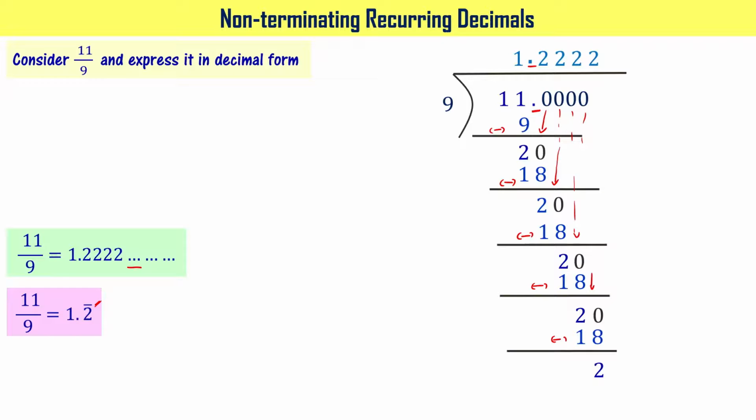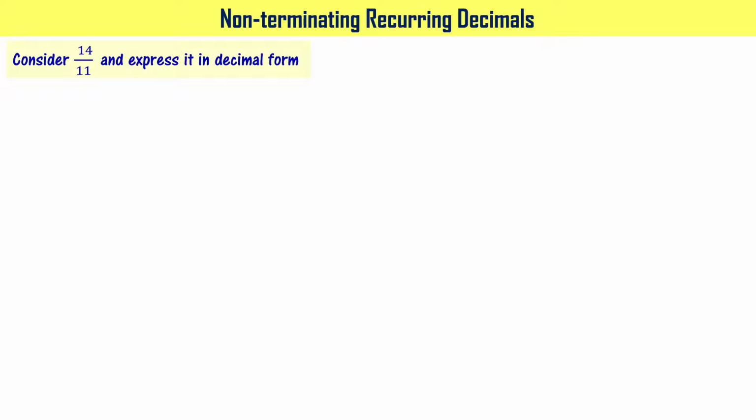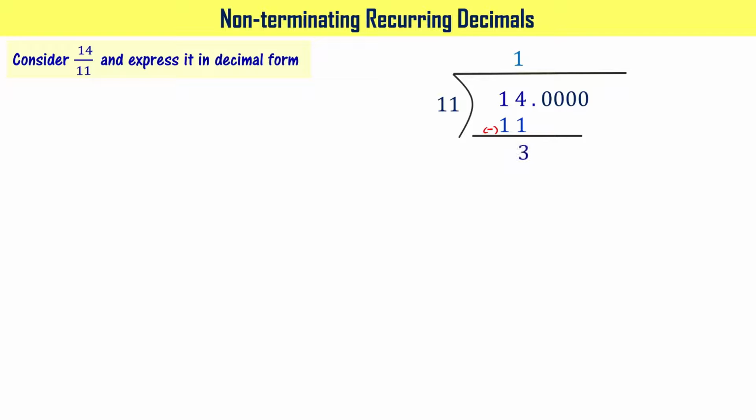Now let's see another problem. Let us consider 14 by 11 and express it in decimal form. I'm writing 14.0000. Now let's divide this by 11. 1 times 11 is 11. So you subtract that from 14. So what you have is 3 as the answer.